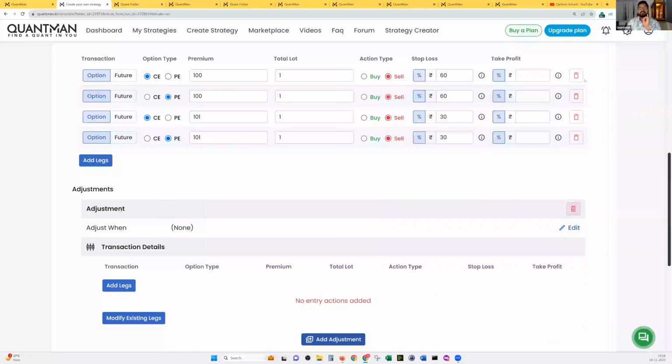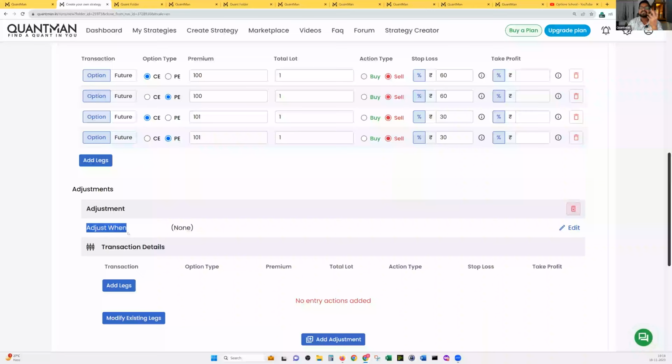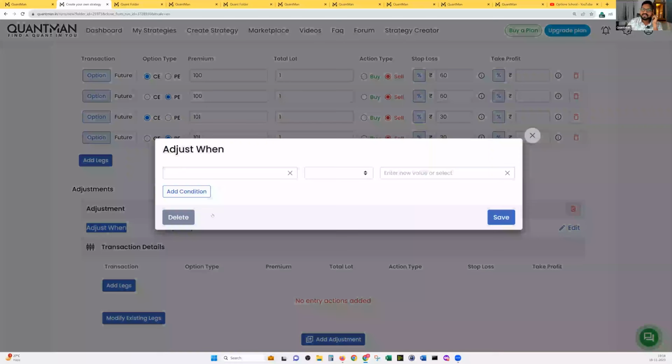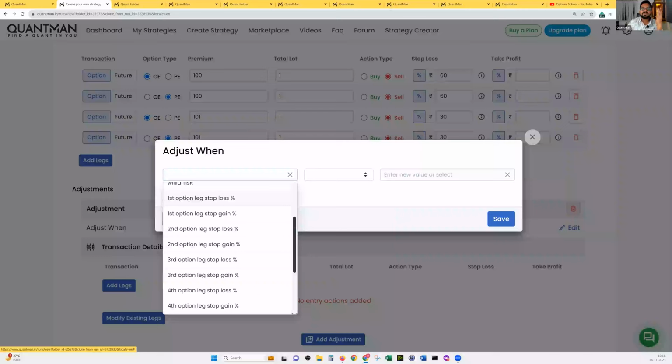To understand more about adjustment, first I click on the edit option. Till now we have used entry when and exit when. In adjustments, similarly, we have adjust when, that is, when to adjust. Once I click on edit, you can see the indicator values over here, the indicators that are added, and the first leg stop loss percentage and first leg stop gain percentage. Now let me put it the other way.